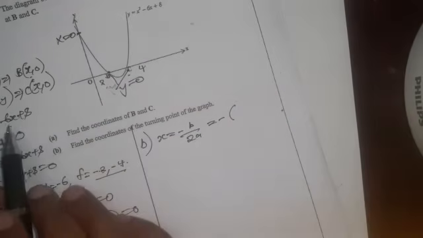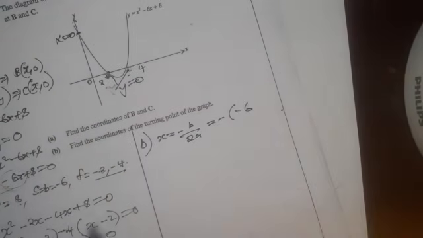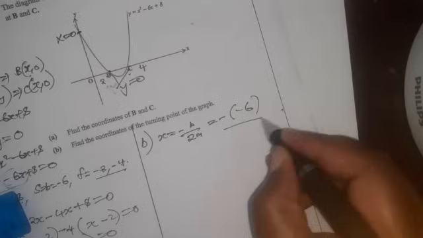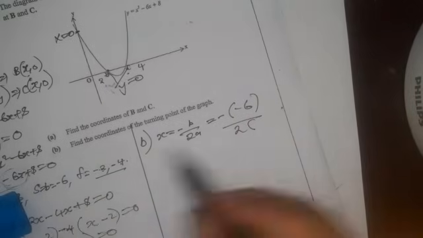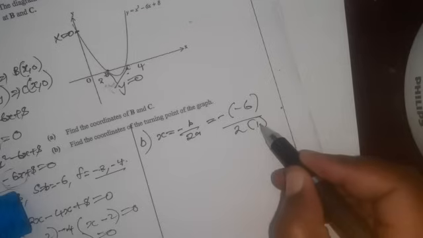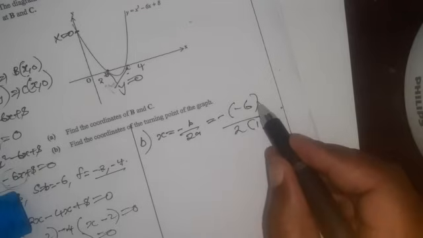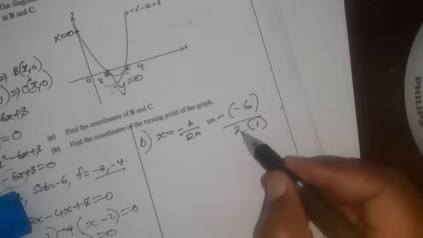My b here is negative 6. Alright? Negative 6 divided by 2a. What is a? Our a is the coefficient here, which is 1. So look, negative and negative will give us a positive, alright? 2 into that, we have got 3.